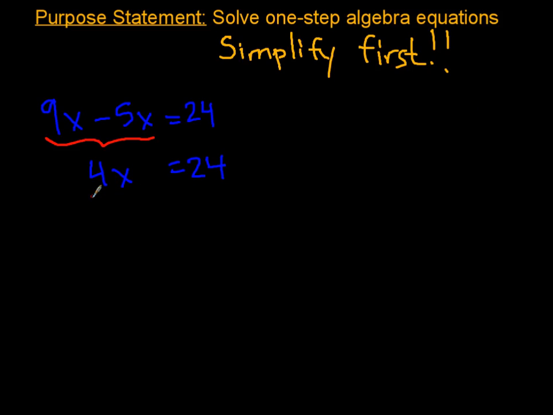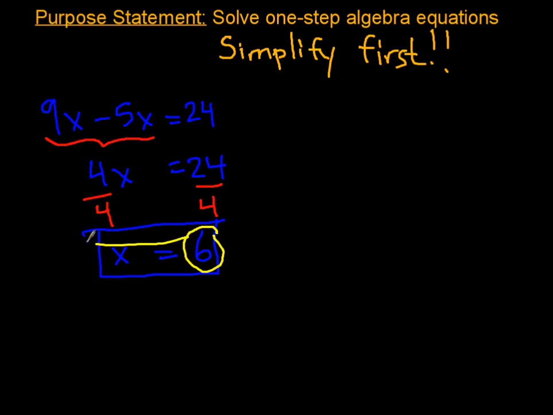Okay, and now it's our normal steps. Divide by 4 and divide the other side by 4. And we get that x equals 6. Okay, now to check our answer, we're going to take x is 6, plug it back into the original equation, but we're going to plug it into two spots, right here and right here. And we're going to check our equation.